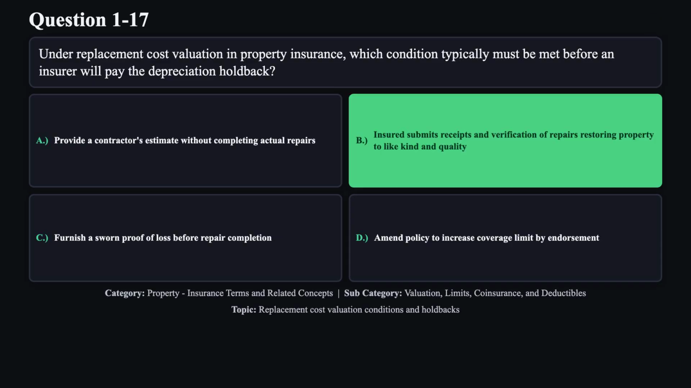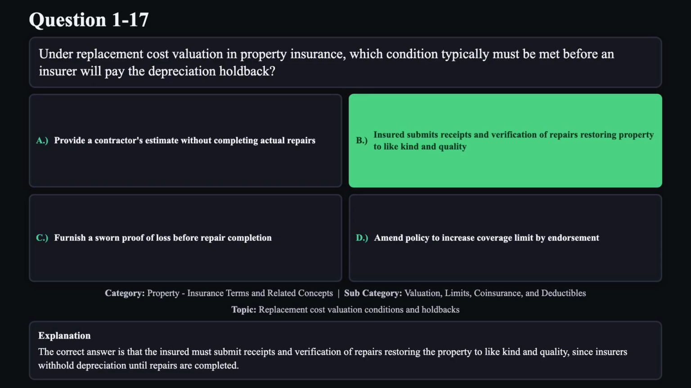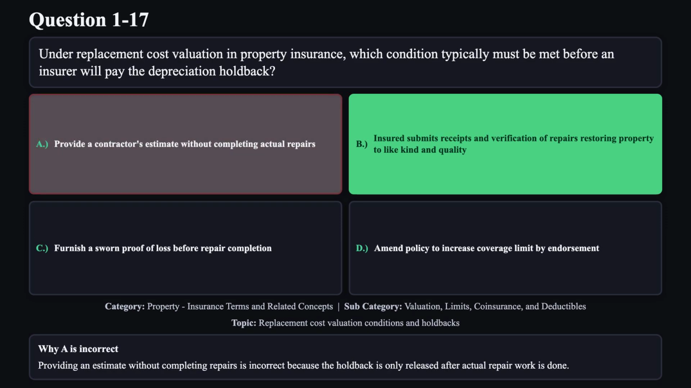The correct answer is B. The correct answer is that the insured must submit receipts and verification of repairs restoring the property to like kind and quality, since insurers withhold depreciation until repairs are completed. Reason A is not correct. Providing an estimate without completing repairs is incorrect because the holdback is only released after actual repair work is done.